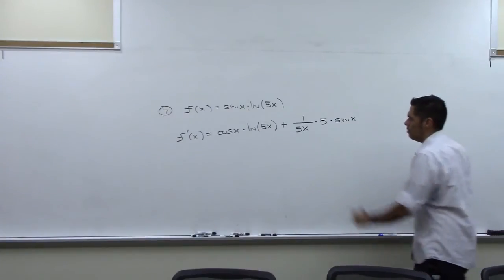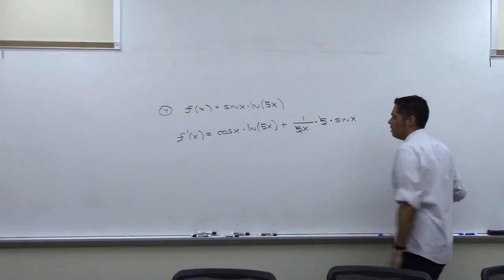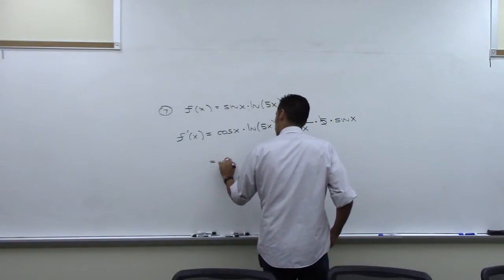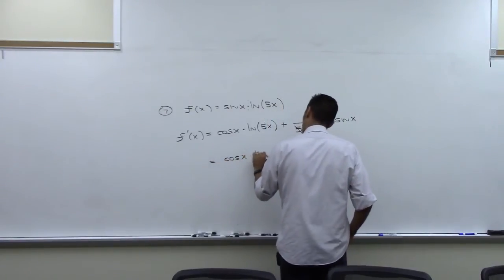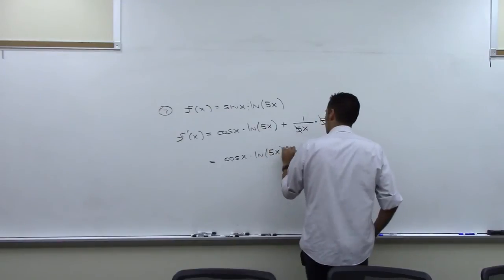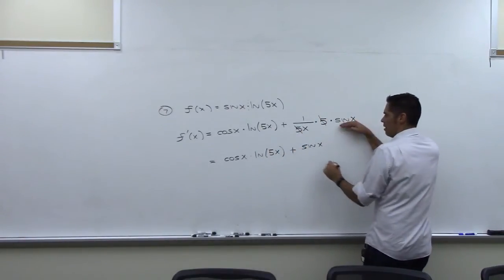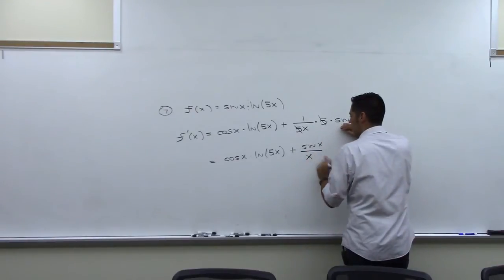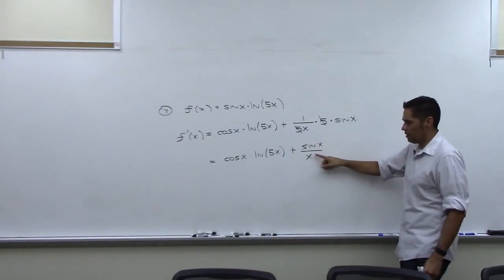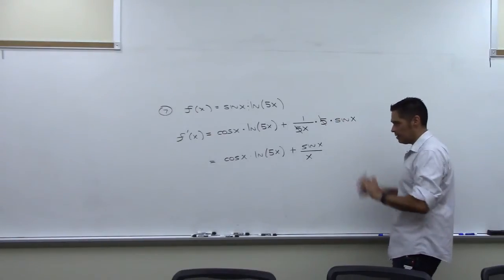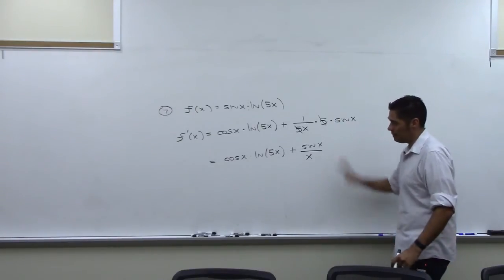Right there. And notice these 5's cancel. Like that. And there's not a whole lot more I can do to clean this up. This is going to be cosine x times natural log 5x plus sine x, that's this right here, but I had an x on the bottom, over x. And don't tell me that this goes to 1, because we're not taking a limit, right? We're not letting x go to 0 or anything. This is just the derivative of the function. So that's it.